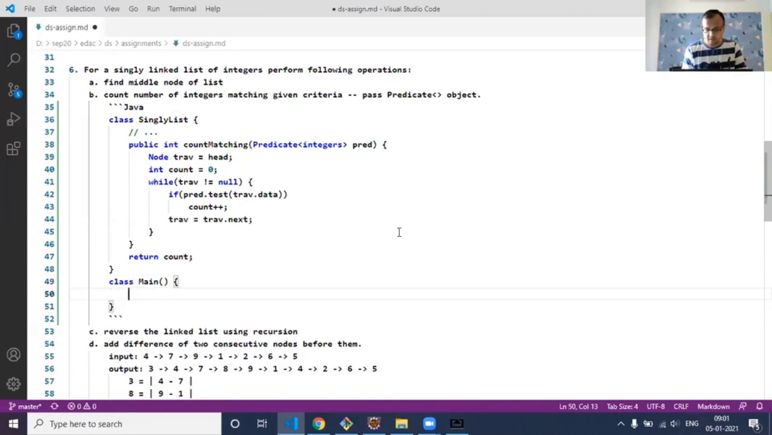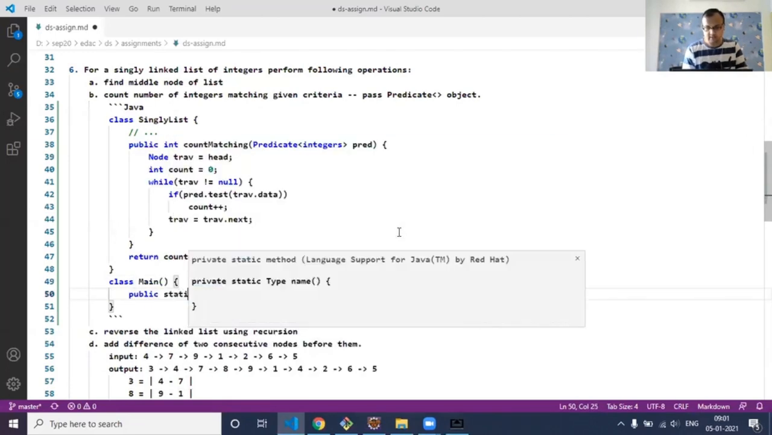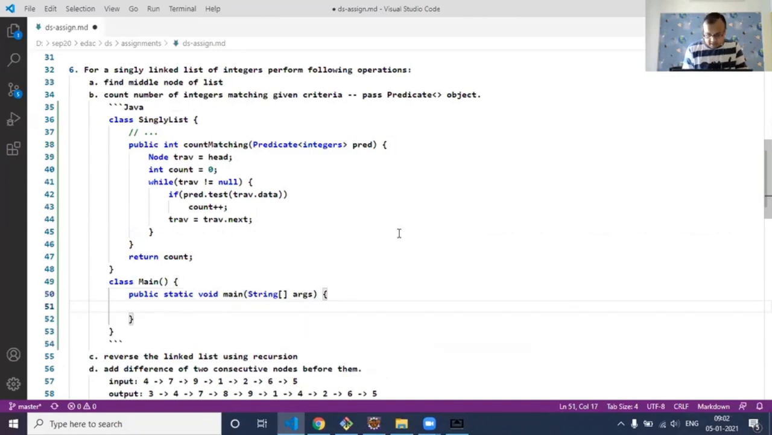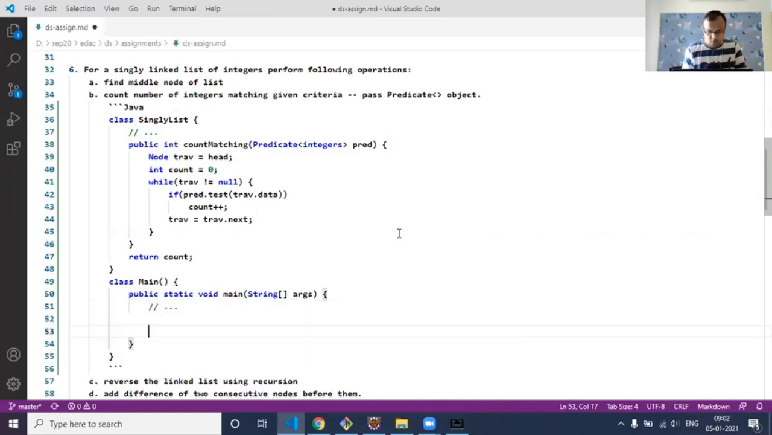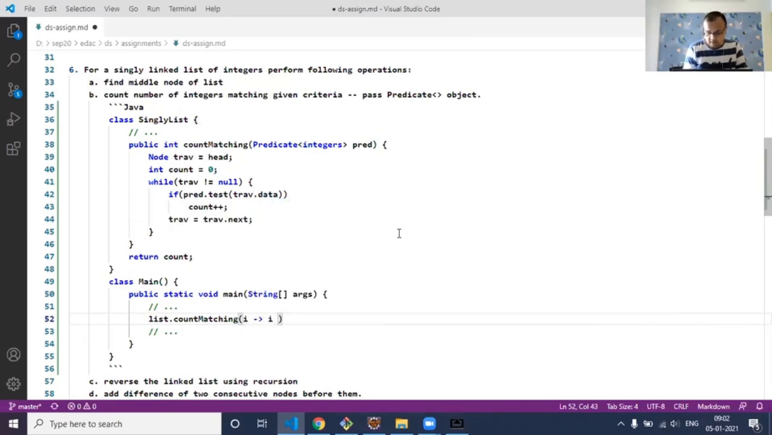Obviously, you have written somewhere public static void main, with String args, and inside this you write the rest of the code. I'm not writing the whole thing for you. So you want to call it, for example, list dot countMatching, and let's say I want to count every integer which is mod 2 equal to 0.